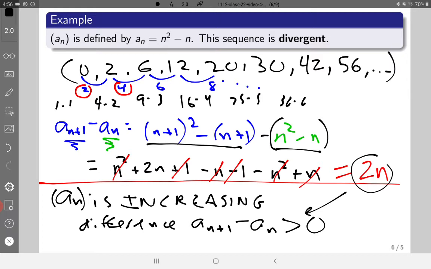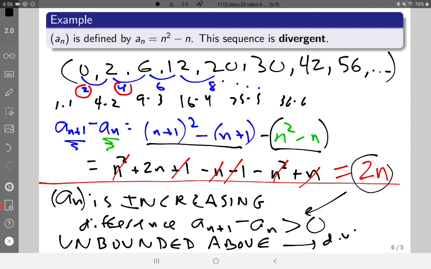And therefore, this sequence is going to be unbounded above. It has no upper cap to it. It has no upper boundary that it cannot cross. It's just going to keep increasing forever. And that's what's going to make it diverge to positive infinity.